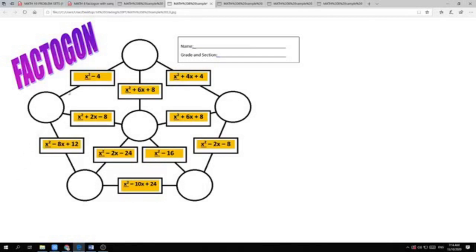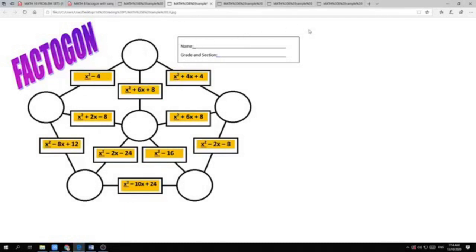The circles are blank because those circles represent the factors. For example, x squared minus 4. What are the factors of x squared minus 4? Sir, I'll have x plus 2 and x minus 2. So the person answering this will decide where to put x plus 2 and x minus 2 here.